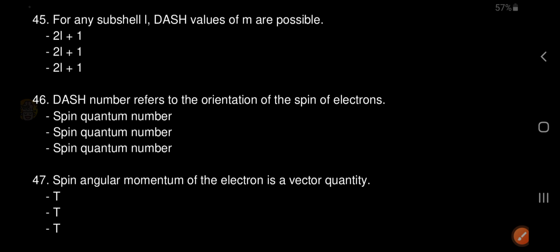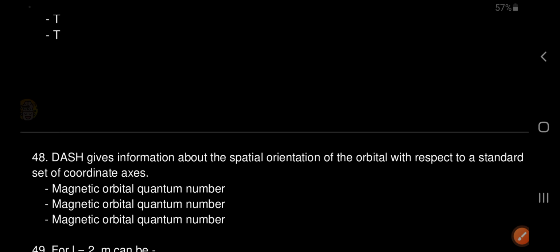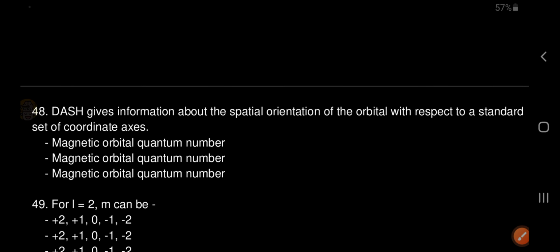Spin angular momentum of the electron is a vector quantity. True. The magnetic orbital quantum number gives information about the spatial orientation of the orbital with respect to a standard set of coordinate axes.